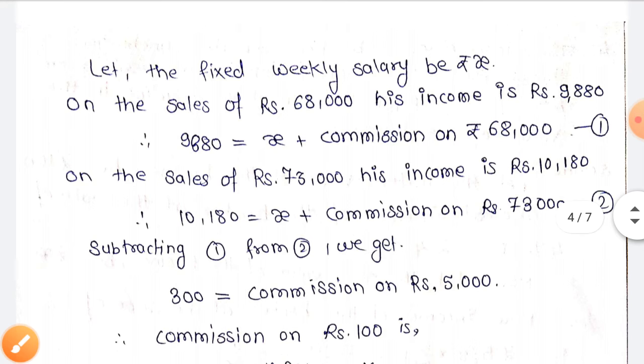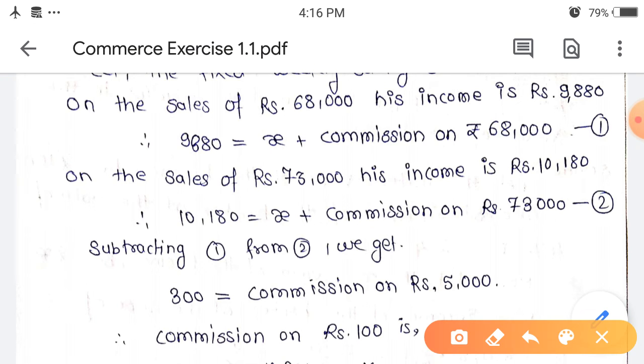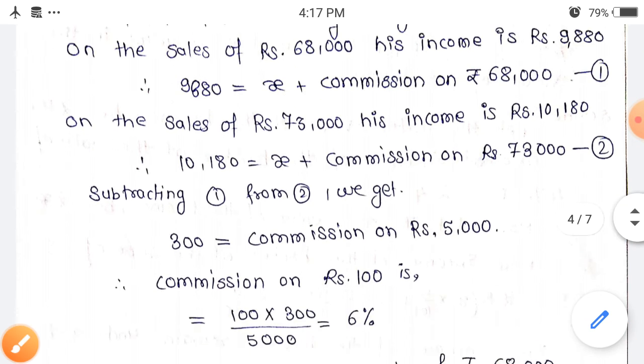So subtracting 1 and 2, we get, subtract these two equations. These are two linear equations. Subtract them. 10,180 minus 9,880 is 300. X minus X is 0. Commission of 73,000 minus 68,000. Total commission on 5,000. Okay.